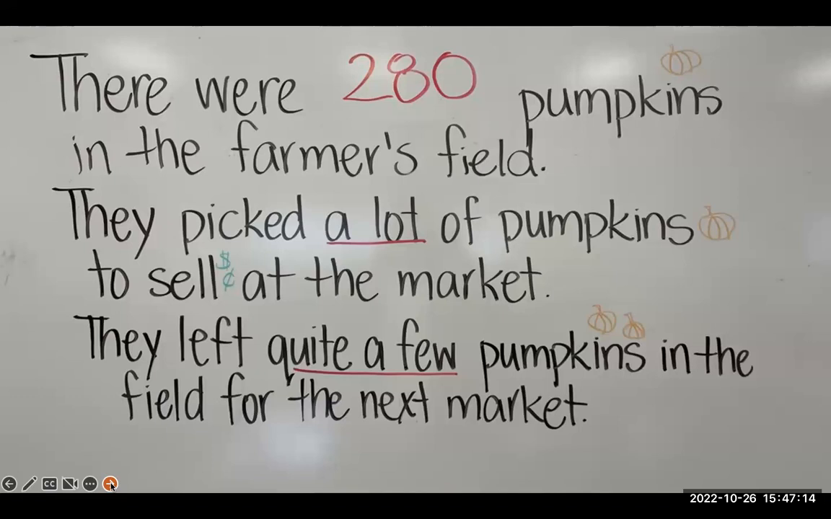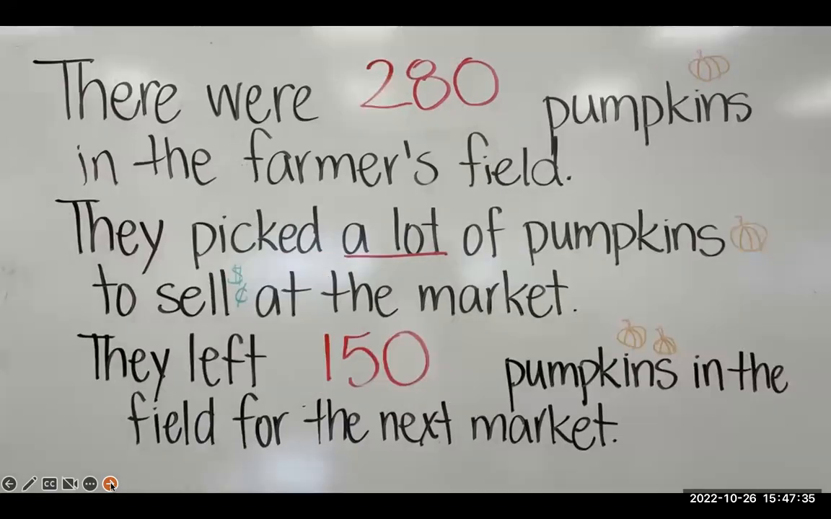Then we had them think about, okay, if there are only 280 pumpkins, and we know they picked quite a few, but there's going to be quite a few left, what would be a reasonable amount of pumpkins for them to pick? And this is where that number sense really comes in. There's nothing to compute. We really want students just thinking about that quantity. So then we added, there were 280 pumpkins. They picked a lot of pumpkins. They left 150 pumpkins in the field for the next market.